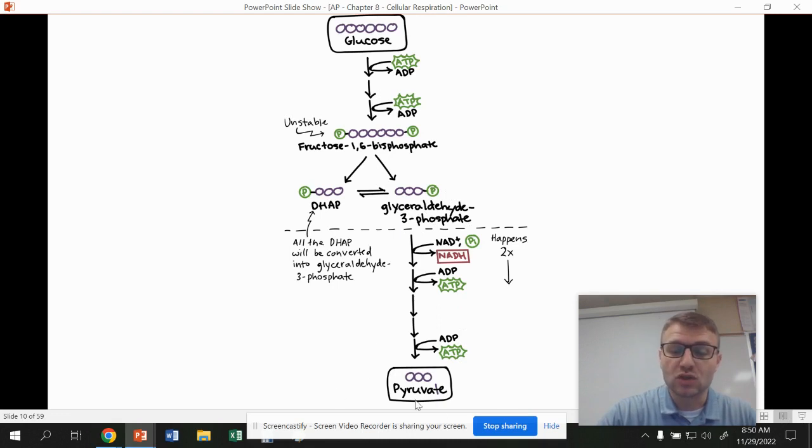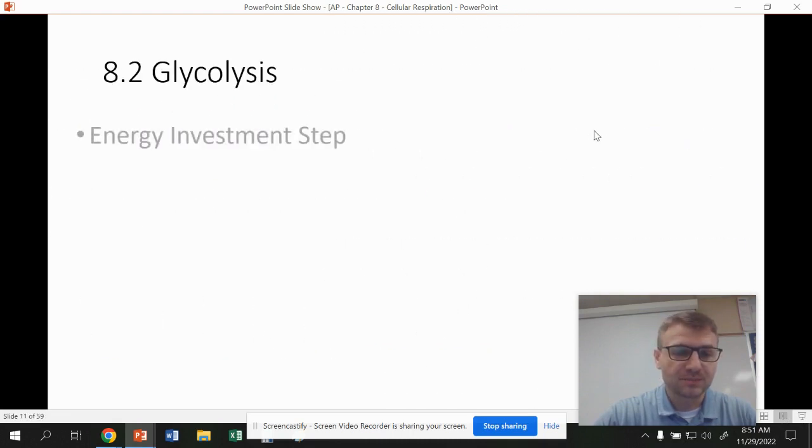So at the end, we get two pyruvates, 4 ATP, but we only get a net of 2 ATP because we had to spend some ATP up here. I always like to remind my students, you have to spend money to make money. So we used up 2 ATP, we produced 4 ATP, but it's only a net gain of 2. We also produced 2 NADHs.